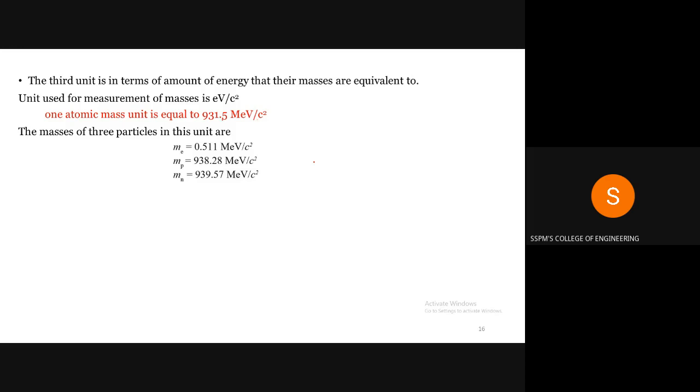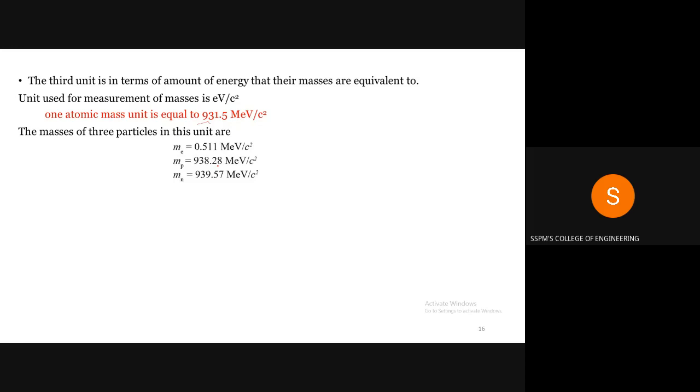The masses of the three particles in this unit are: mass of electron 0.5 million electron volt per c square, mass of proton 938.28 million electron volt per c square, and mass of neutron 939.57 million electron volt per c square.